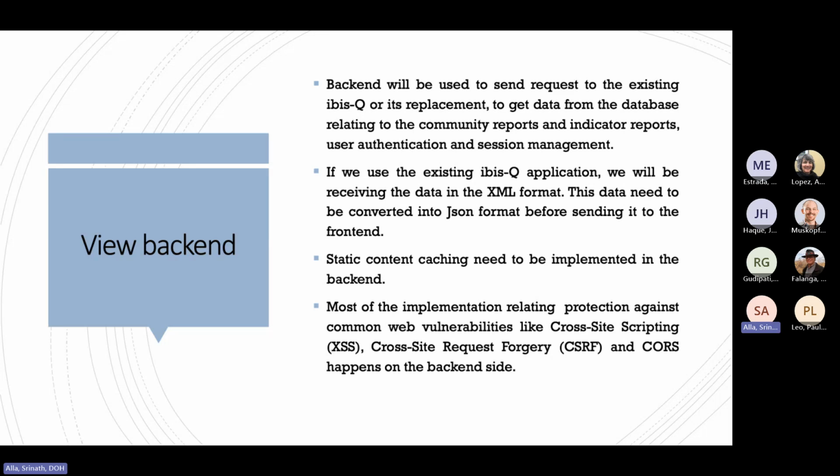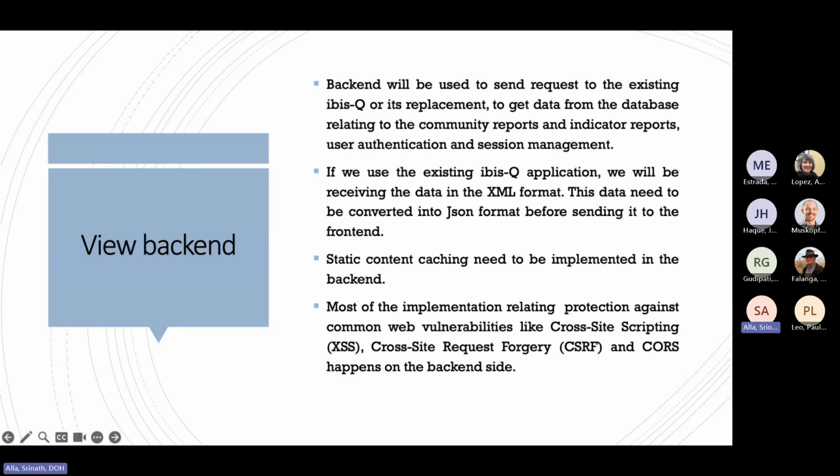Also, our backend application will be communicating with the backend database to get data for the community reports and indicator reports. That's one thing. And for example, if we use the existing IBIS Q application, we will be receiving the data in XML format, as the existing application works on XML. But we want to use the JSON format, right? So this data needs to be converted into JSON format before sending it to the front end. So we need to work on that.